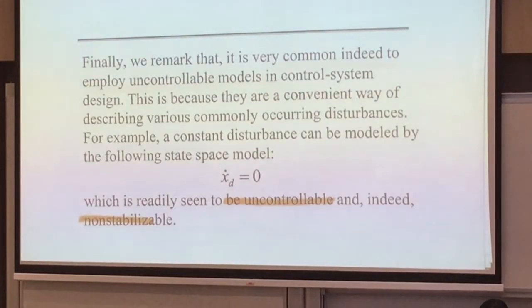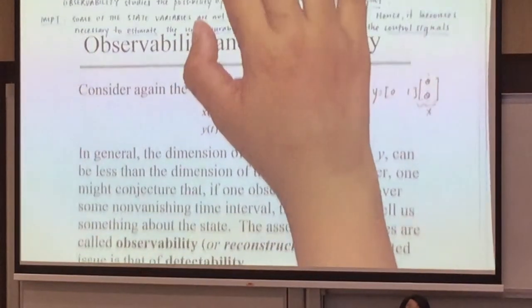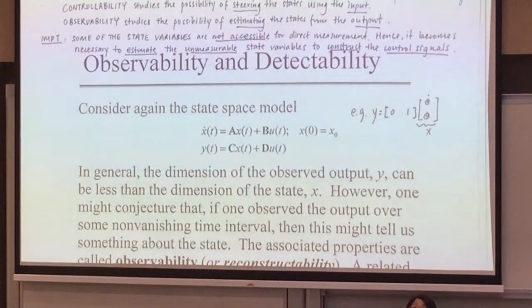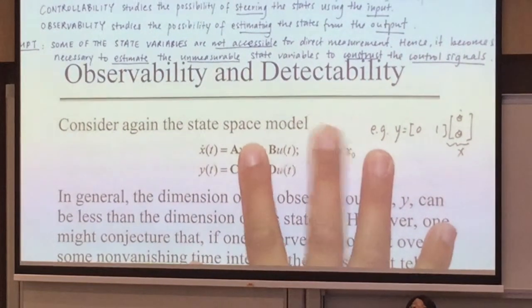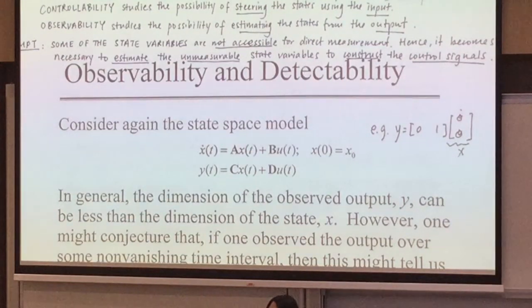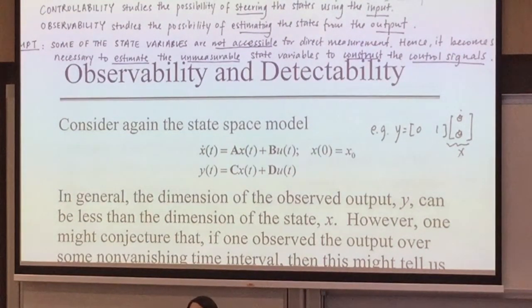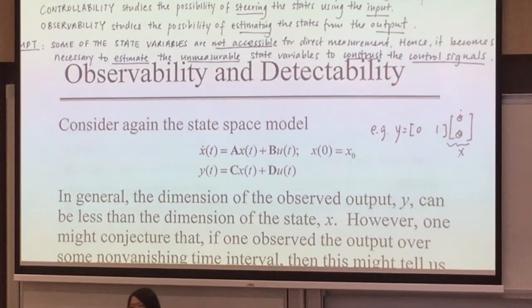Okay, next. We move on to the definition of observability. We say that there are two canonical formats. One is the controller canonical form, and the other is the observer canonical form. So obviously, since we went through a definition of controllability, we must go through a definition of observability.